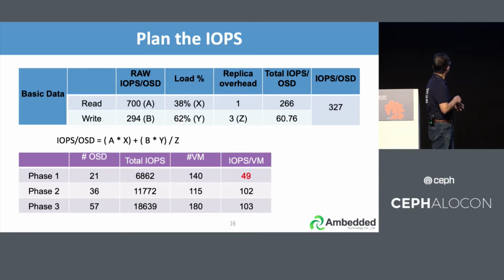And for phase three, we plan to add another 21. By this, we can know that if every VM is planned to have 100 IOPS, they can finally reserve the capacity for VMs up to 180 VMs.